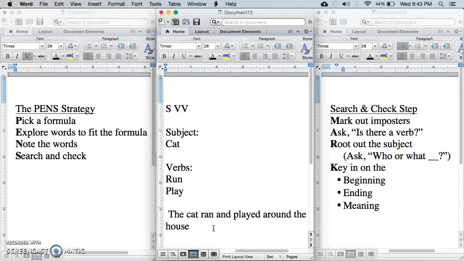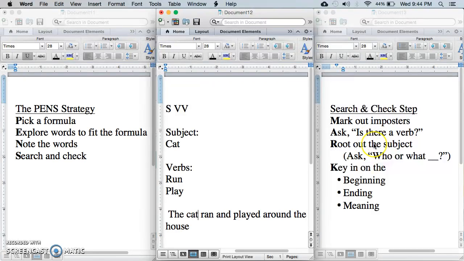So now that we've noted the words and wrote our sentence, what is our next step in PENS? Yes, the next step is to search and check. We do this using the mnemonic we have learned for mark, which is right over here on this side. We need to search for the verbs and subject to see if we actually wrote the type of sentence we intended to write, which was a subject-verb-verb sentence. Then we need to check for a capital letter and a period and see whether it makes sense. This is all included in the mark strategy.